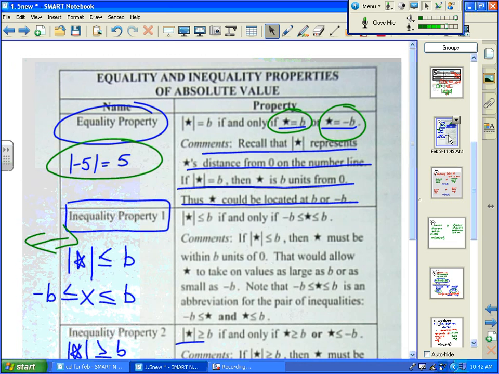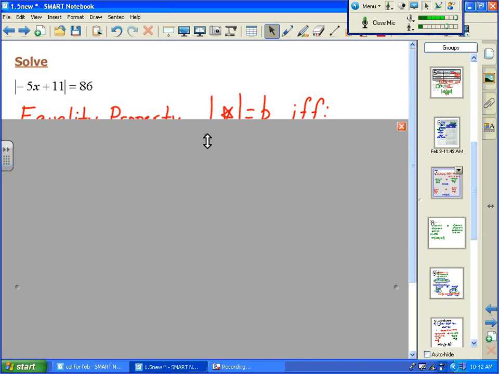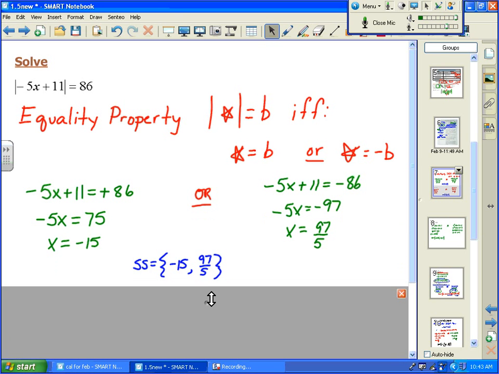When you deal with the inequality, you have to remember to do inequality property. But here I got it equal to, so it's very straightforward. I drop the absolute value brackets, and I make two equations. The one in green, where it's equal to positive 86, and the one where it's equal to negative 86. Now they're dealing with equals. You just solve it like you did back in grade 9. And when you solve for something when it's equals, you have a solution set. You're solving for x. So I get two values, negative 15 and 97 over 5.